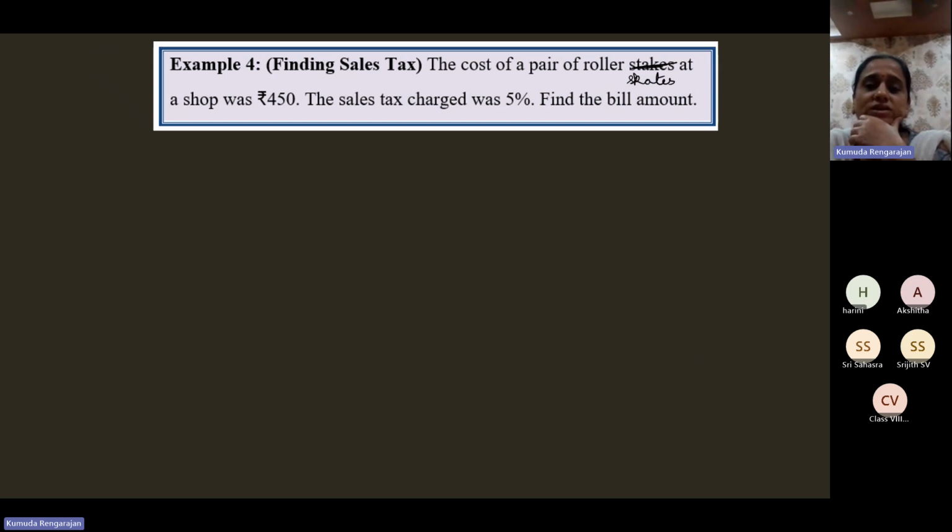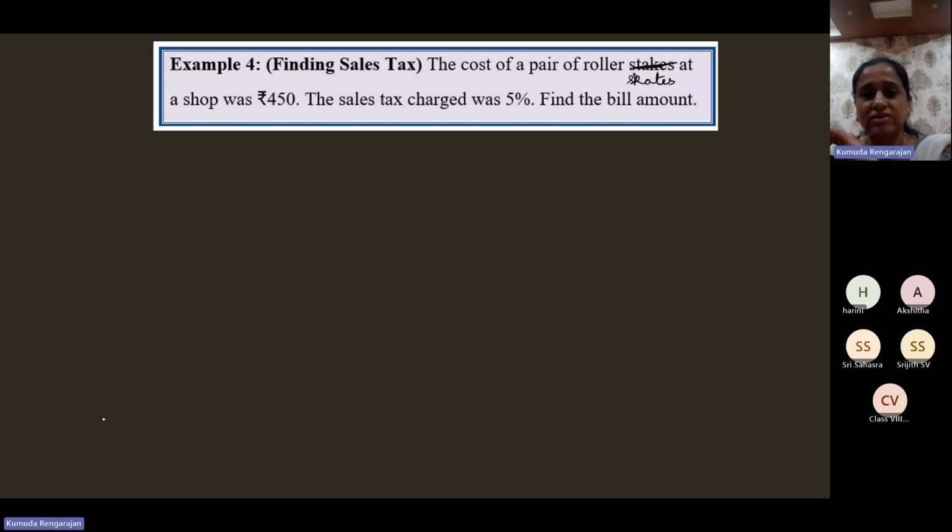And what is sales tax here? 5%. So 450 rupees plus 5% sales tax. If it is a discount, you'll be paying less. With sales tax, you're paying more because 450 is the price of the product plus 5% sales tax. So your bill amount will be more than 450 rupees.